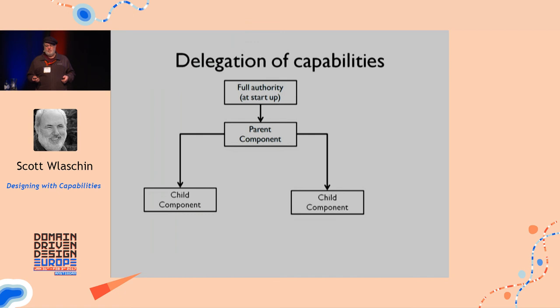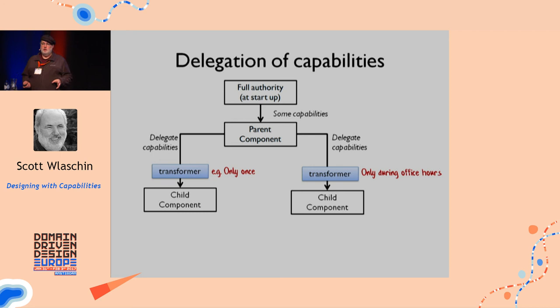And in general, you have this hierarchy of authority. When you start up, you have full authority. You can access anything pretty much. Then you have a component and you give that component some capabilities. And then it has child components and they have a smaller set of capabilities. And again, you can transform them. So when I give my child component this one, it can only do it once, and I give it this one, and it can only do it during office hours and so on. So it's a really nice model both for security and for design reasons.